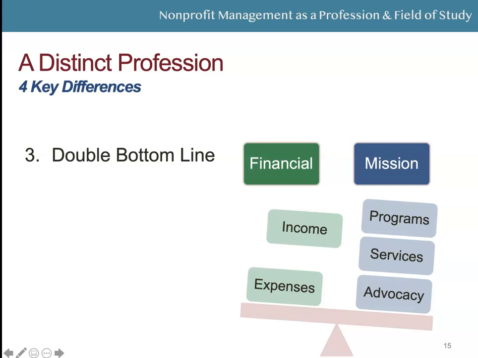And it's equally the mission related bottom line. How many people did you serve through your programs and services? What has been the impact of your advocacy work? That is as important as your financial bottom line.